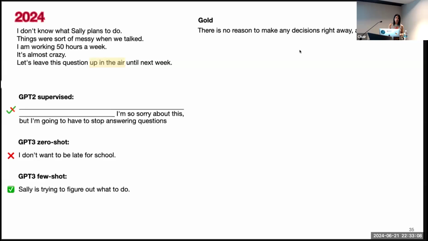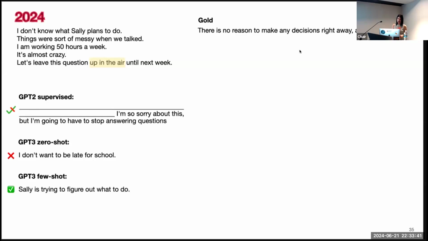If we look at the outputs from the older models, GPT-2, which was the best performing model according to the automatic evaluation, generated this really weird string of underscores in the beginning. I don't remember if we had some special tokens that we tried, but it was consistently generating weird tokens. But then it generated, "I'm so sorry about this, but I'm going to have to stop answering questions," which is okay, not bad. Not good either, but not bad.